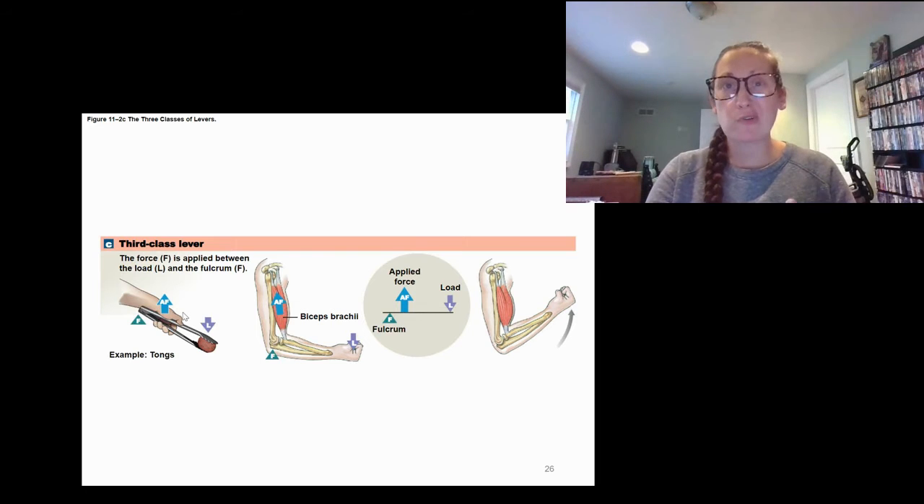That would be like tweezers or tongs, all right? Where you have your fulcrum at one end, your applied force this time is in the center or the middle, and then you have the load at the opposite end to the fulcrum.